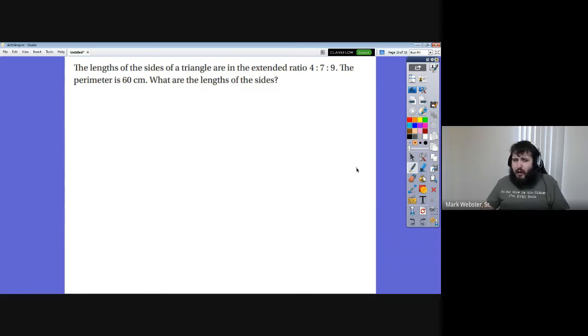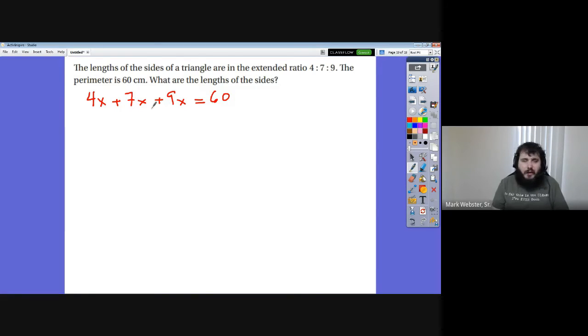Okay. Go ahead and give this one a try. Basically the exact same problem, right? The only difference is the numbers and the units. Okay, so let's go through. Once again, they give us the lengths of the sides and then they give us the perimeter. So we know what this is supposed to add up to, right? 4 parts, 7 parts, and 9 parts had better make 60 somehow. So let's do that. 4 parts, 7 parts, and 9 parts make 60.